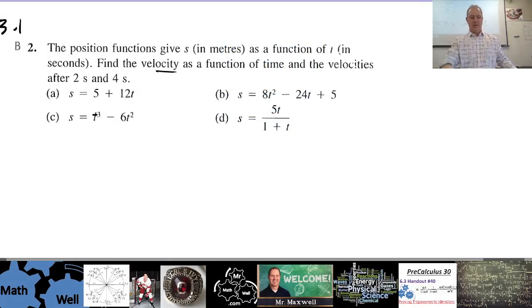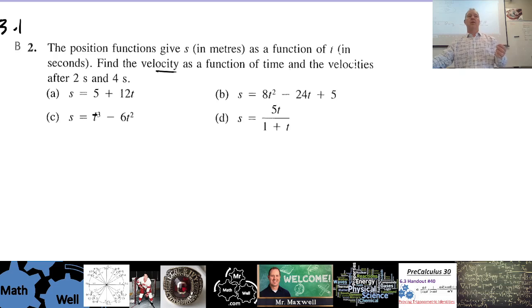So 3.1, Calculus 30, we're going to take a look at some questions from 3.1 and possibly 3.2 here. We're talking about applications of derivatives, specifically the connection between derivatives and velocity functions and acceleration functions. If we're given a position-time graph, then the slope of the tangent line at a certain point is the instantaneous velocity at that point. And so we know this.